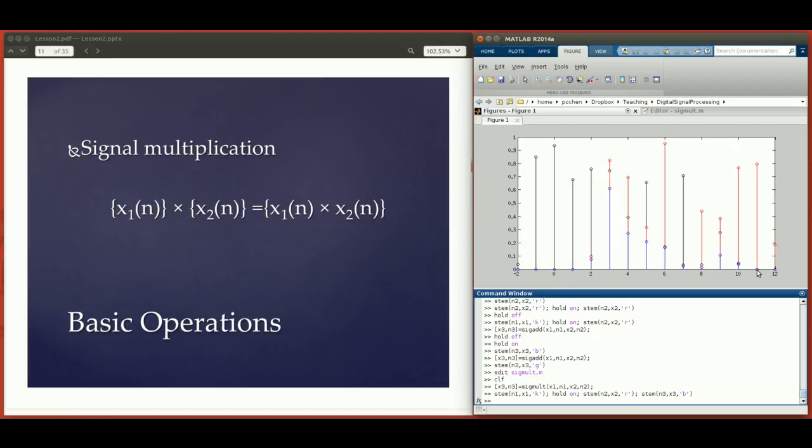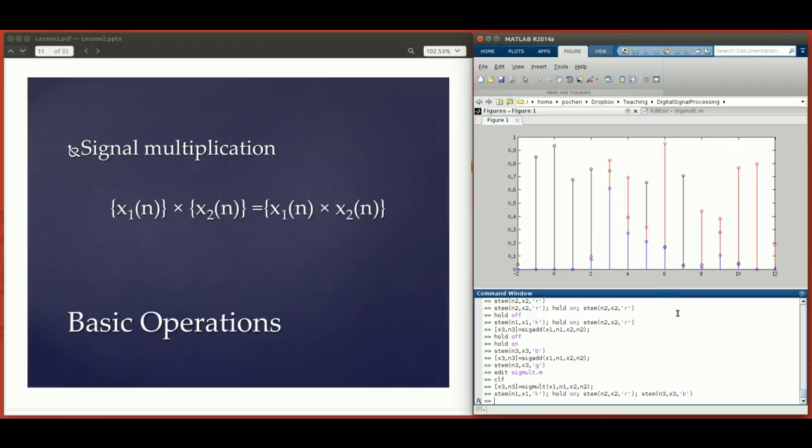And then for the last 2 points, we only have non-zero amplitudes for the red signal and 0 amplitudes for the black signal. So the multiplication is going to be exactly 0. So that's the multiplication of two signals. And for those locations where you have both black and red, the blue is just the multiplication of these two.